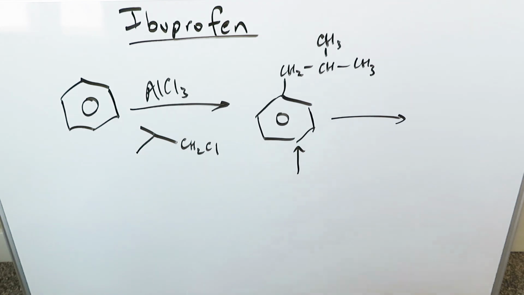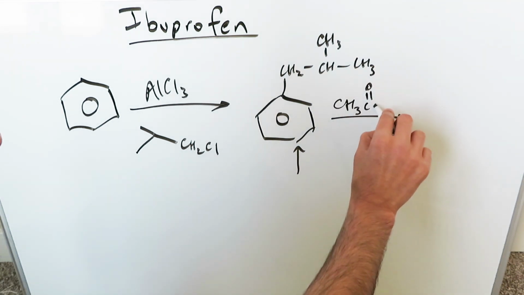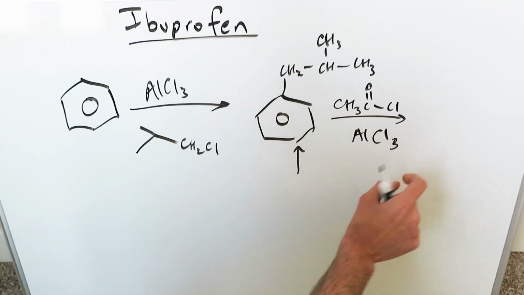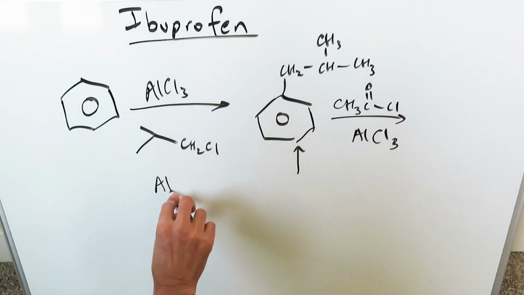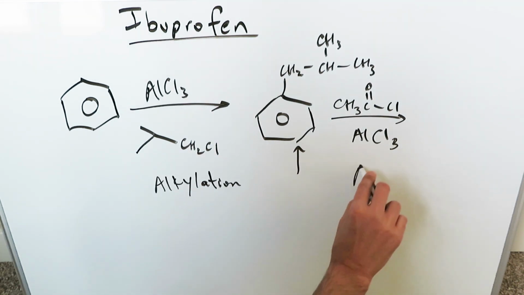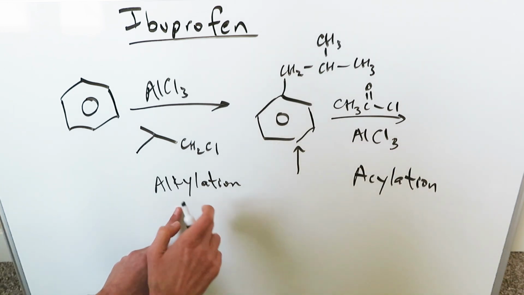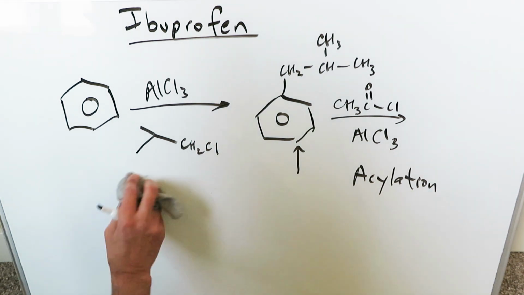What is that item we will bring over there? Acetyl chloride, CH3, C double bond O, Cl. In the presence again of a Lewis acid, because we are doing Friedel-Crafts acylation. Here we did alkylation. Here we're doing an acylation. What's the difference? Here you're adding a carbonyl compound, here you're adding an alkyl compound. That's the only difference.